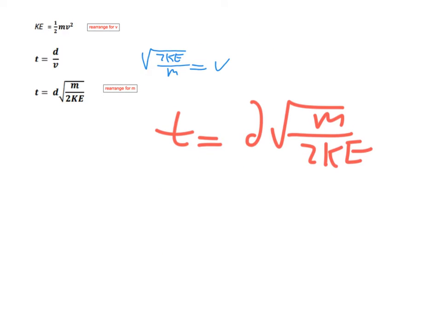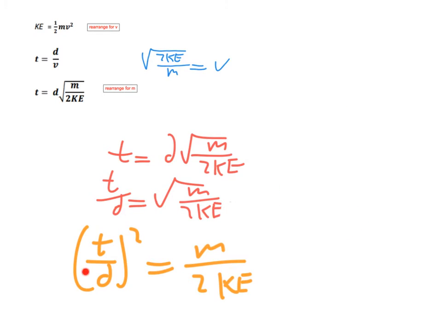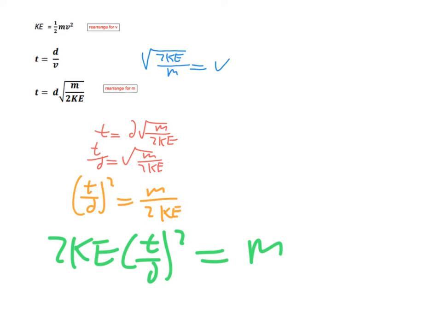Okay, let's rearrange this one now for M. So first thing we can do is we can get rid of the D, so we can divide both sides by D. We'll move the D to the other side, so it becomes T over D equals the square root of M times 2ke. Okay, let's get rid of that square root, so let's square both sides. So that turns into T over D squared equals M over 2ke. Okay, so we want M on its own, so let's just times everything by 2ke. So that gives us 2ke times T over D squared equals M.